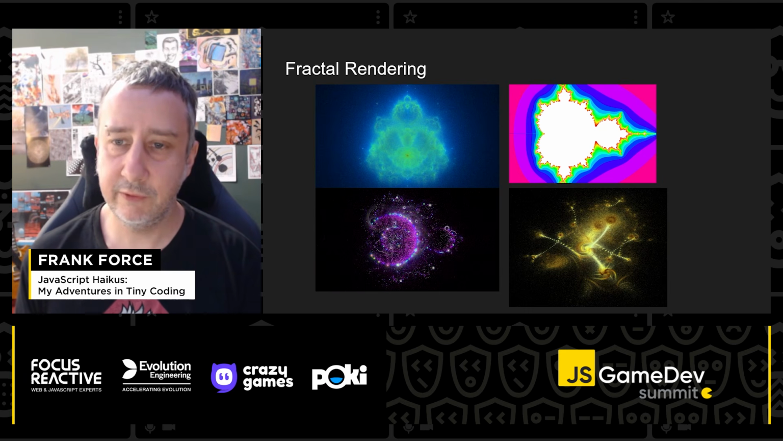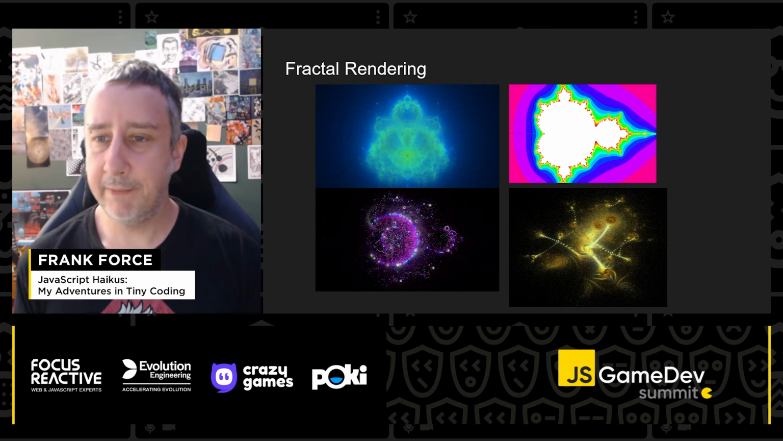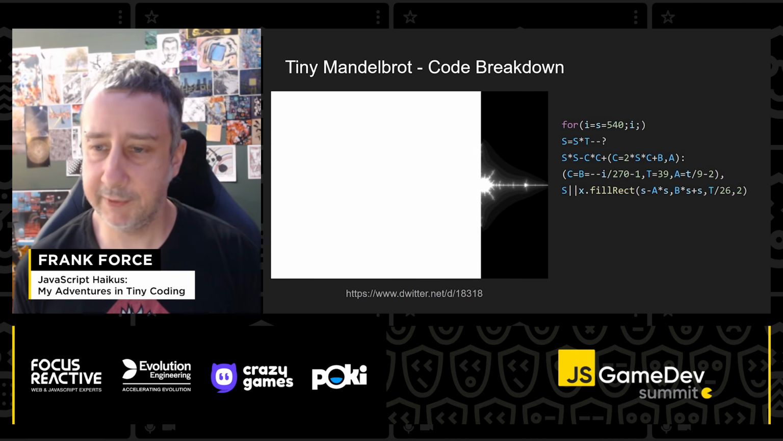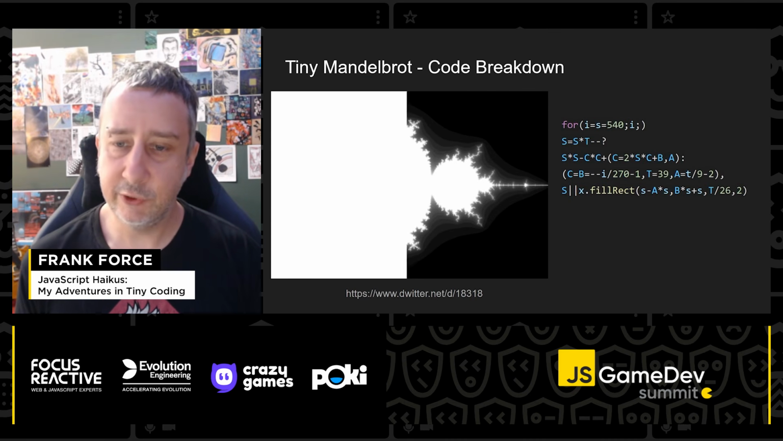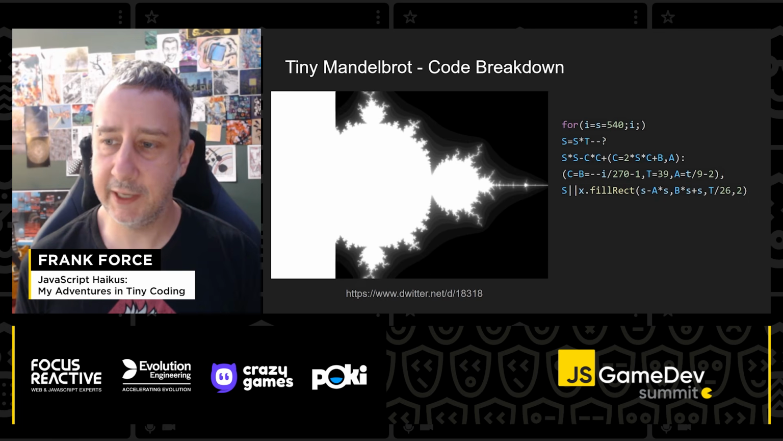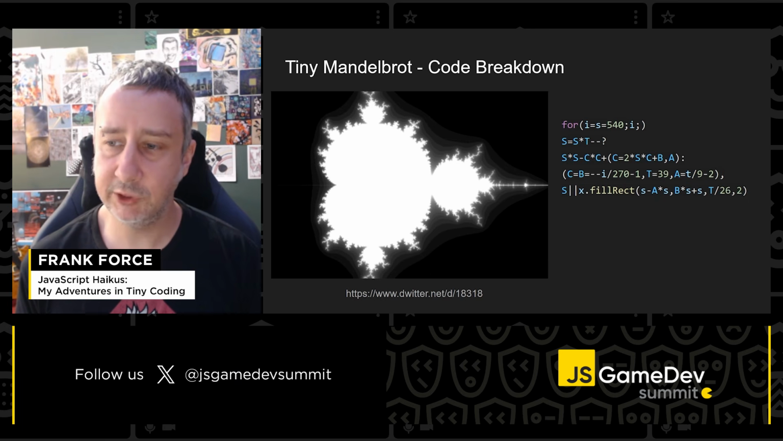You can do fractal rendering in this space very well. It lends itself greatly to tiny code. For example, a tiny Mandelbrot rendering would look something like this. It's using the technique of rendering out 1 pixel at a time to do a super high definition render.